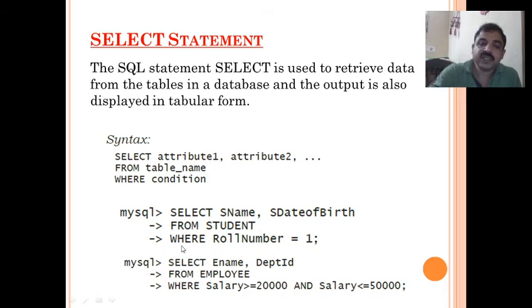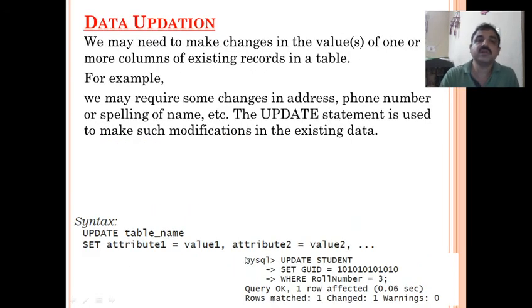If there are conditions, you can use where clause, where roll number equal to 1. That means a particular roll number will be displayed. You can also use where with multiple conditions, that is salary greater than or equal to 20,000 and salary less than or equal to 50,000. Such conditions can also be given with where clause. Clear?